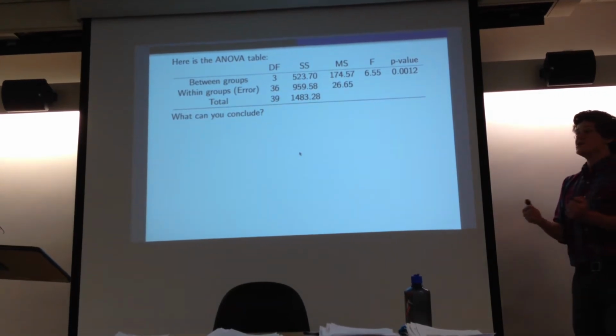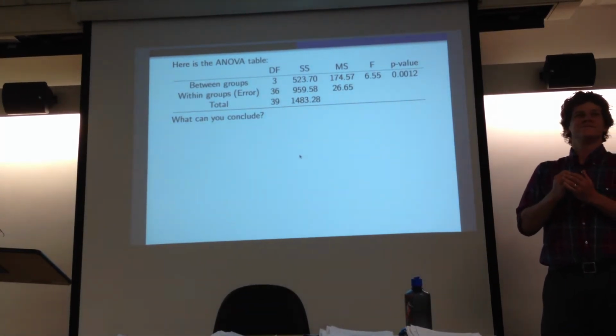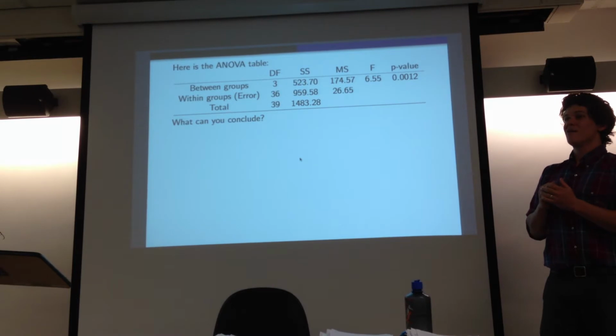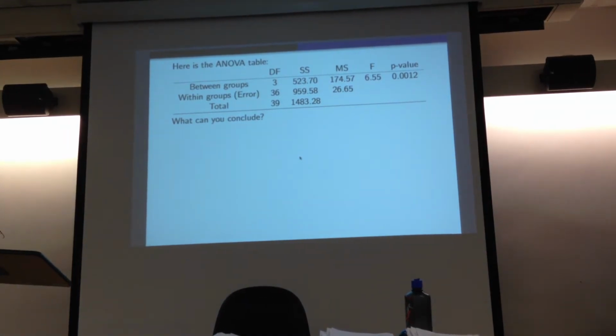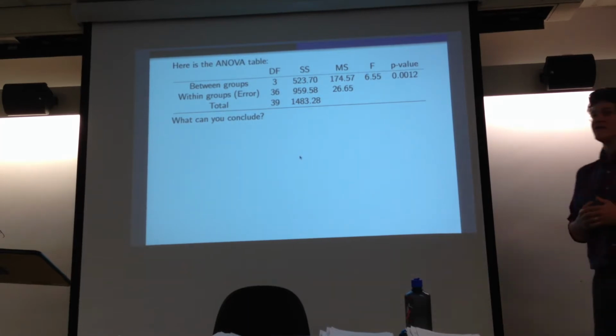So again, what's our conclusion here? Yeah, we can reject the null. So what was our null here? I didn't ask you beforehand, but what's the null that we're rejecting? That the means are equal. That the means are all equal, right?